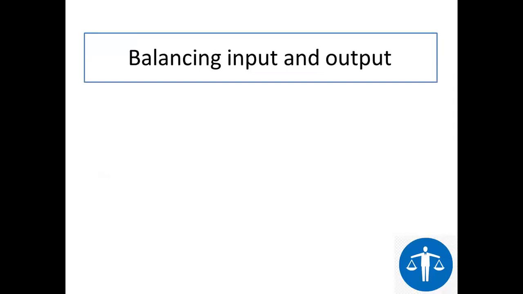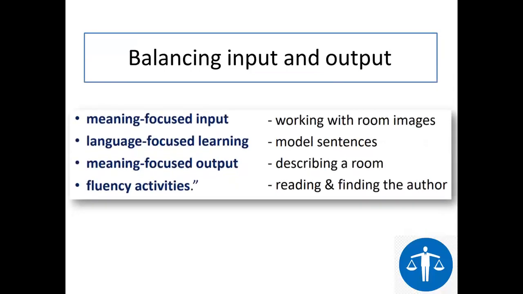Balancing input and output, how it goes in this lesson. Meaning-focused input, working with room images. Language-focused learning, model sentences. Meaning-focused output, describing a room. Fluency activity, reading, finding the author. All our skills are given here.